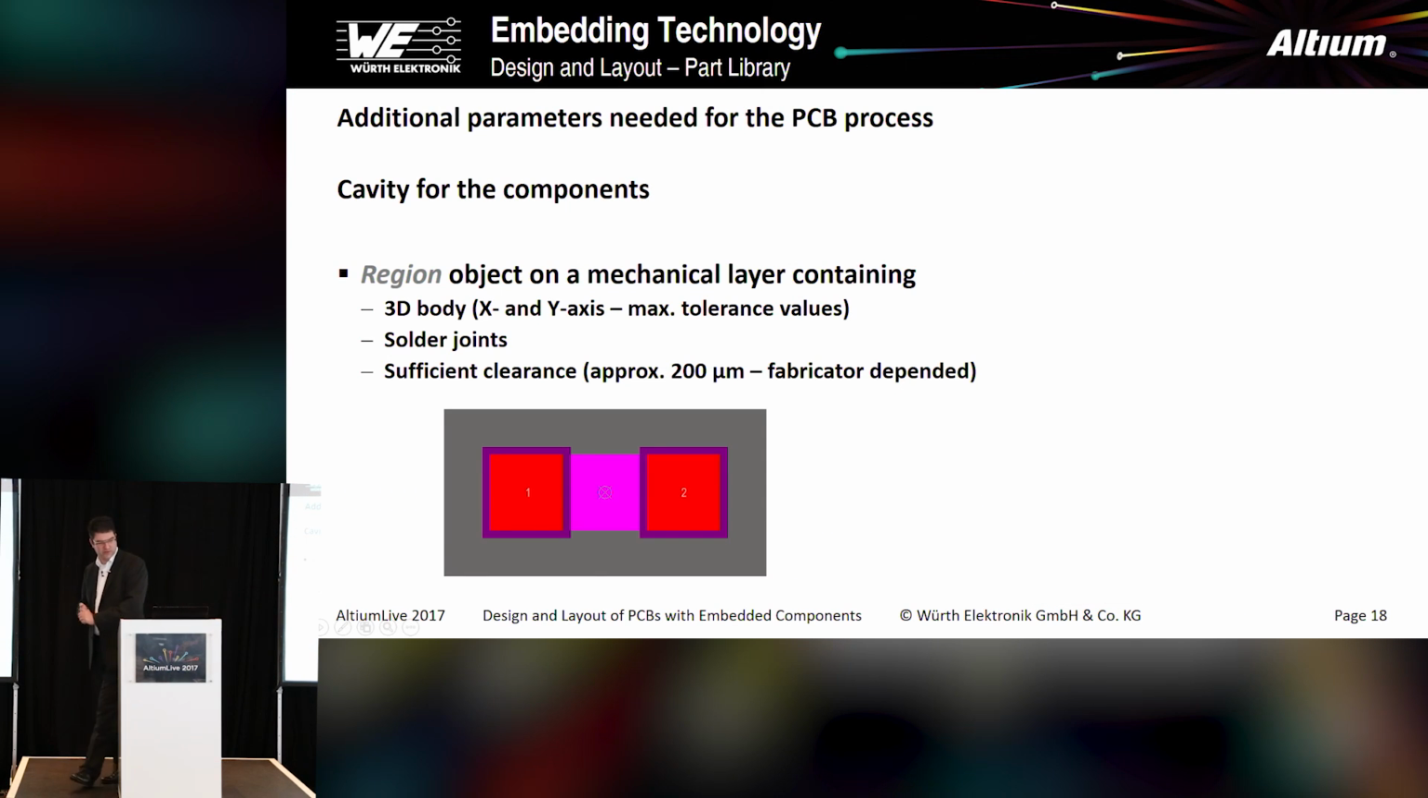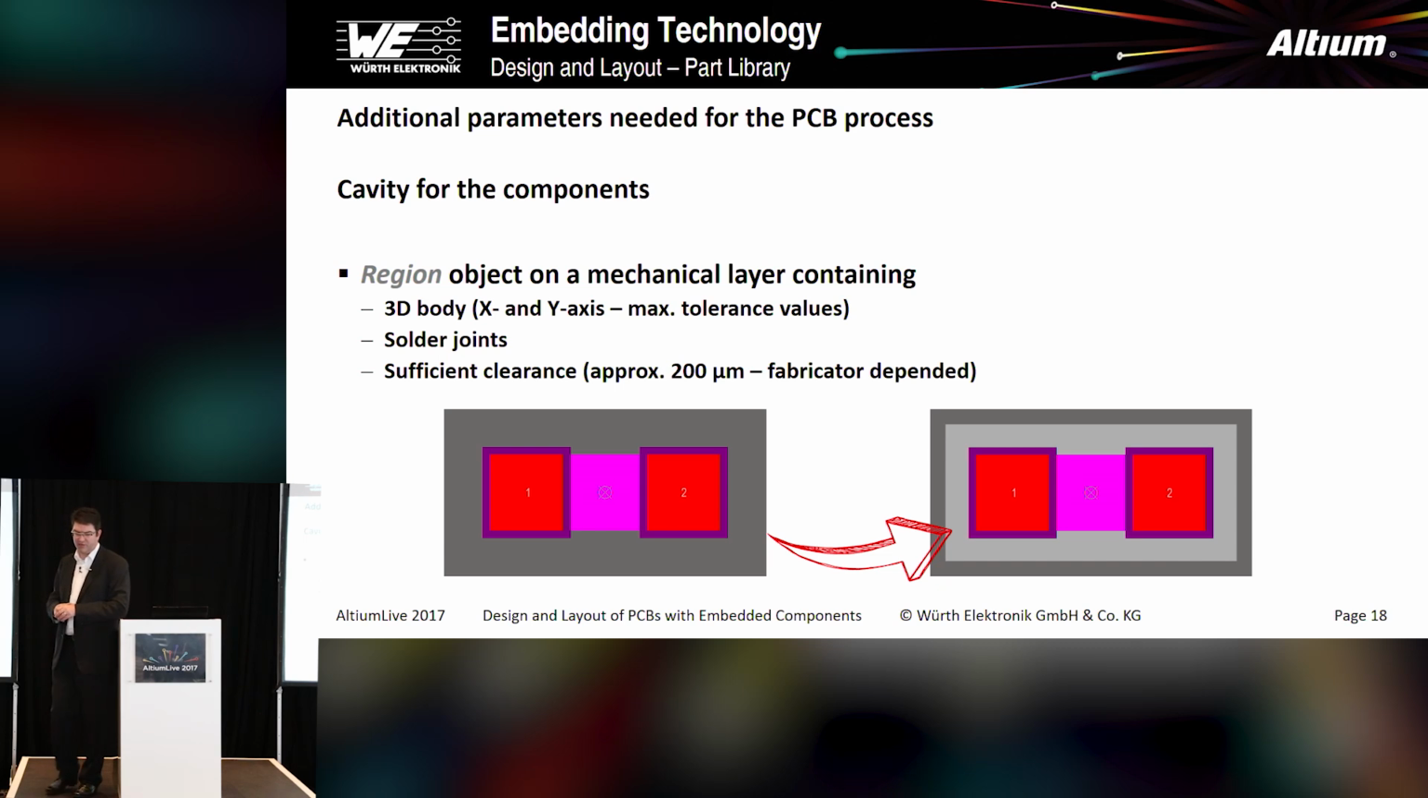What else do we need? We need additional parameters for the PCB processes. So it's always good to have some kind of cavity surrounding the component. We need some free space surrounding it, and we need to know the 3D body. As I said, we need the z-axis. We need this calculation. So it's always good to add something so that we know what the component actually needs as free space.